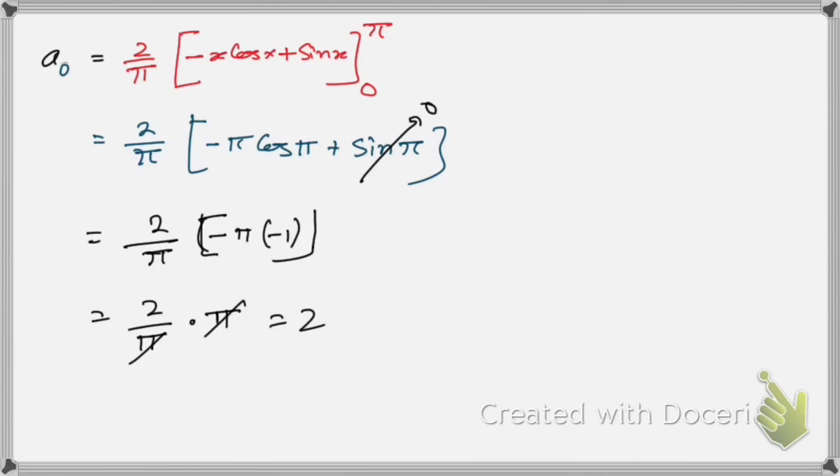Now let's find an. How to find an? Okay, so we have got a naught, that is equal to 2. Now let's find an. Let me go to the new slide.